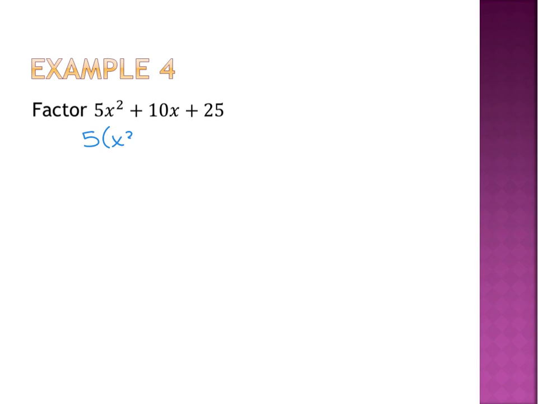Example 4, I can see right away that I have 5, 10, and 25, so I can factor a 5 out. This is going to leave me with x squared plus 2x plus 5. And if I want to see if this is a perfect square trinomial, the square root of x squared is x. The square root of 5 is, that's not a perfect square. So I'm done right there.